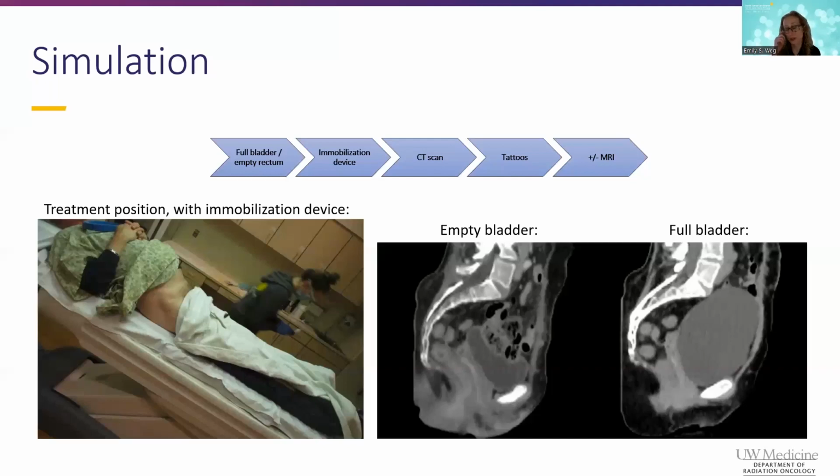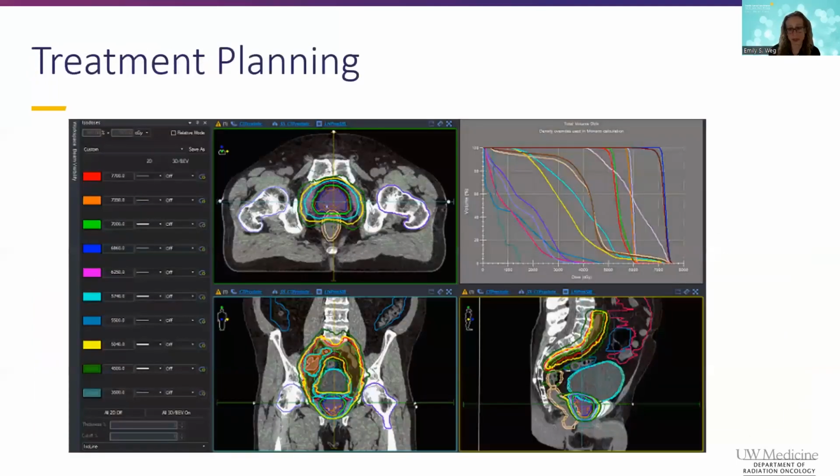For every patient, we create a radiation plan that is specific to your anatomy and your disease. And here's an example of what that planning process looks like behind the scenes. So we take your scan and we draw out our target, and we draw out some of the structures, your healthy tissues in the area.